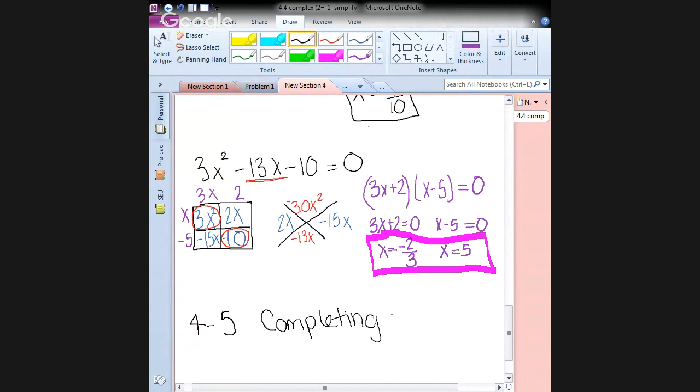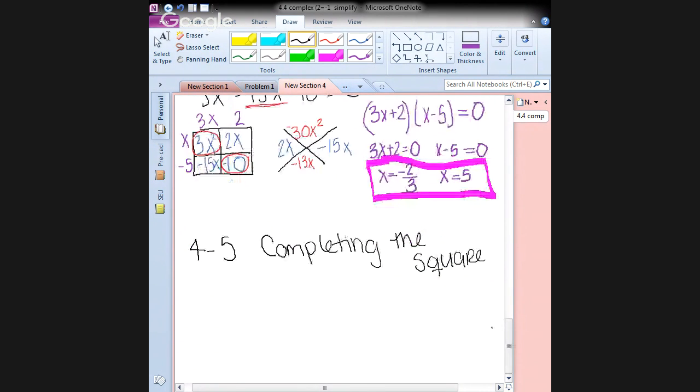And completing the square is kind of like factoring. We're also going to use a box. It's just the box is a little bit different, meaning what we put inside is different. So let me pull up one from completing the square. I'm going to pull it from your workbook. I'm going to try to find one that might be a little tricky.